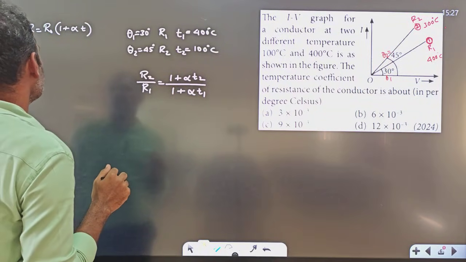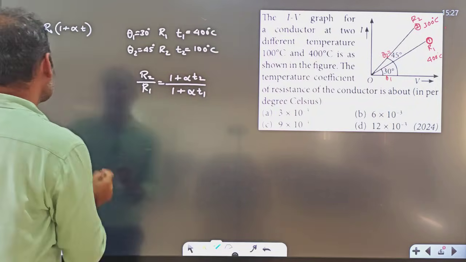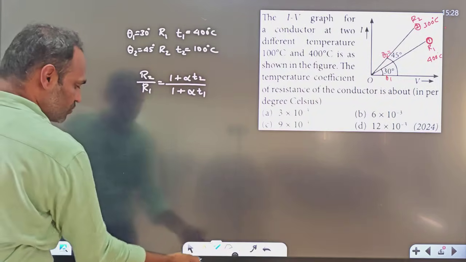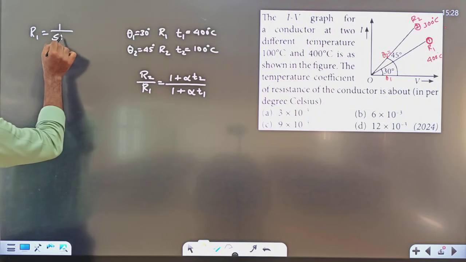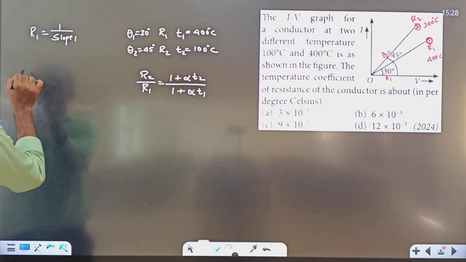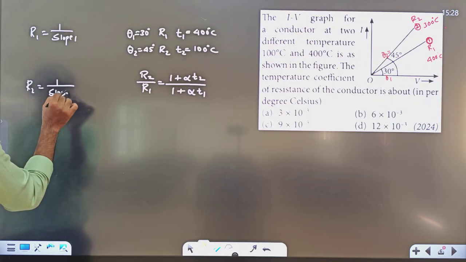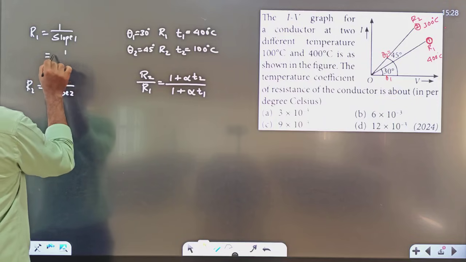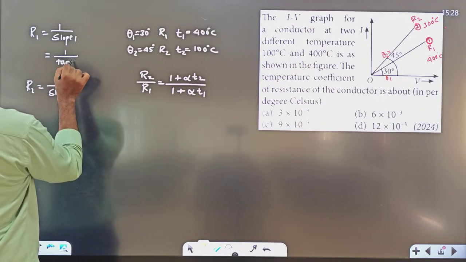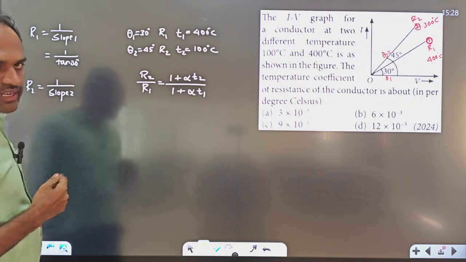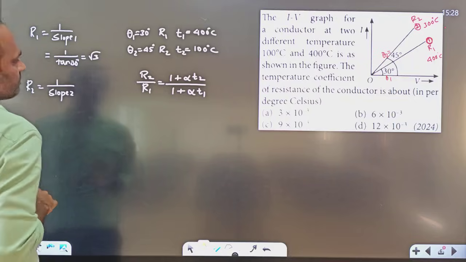We don't know alpha, so we have to calculate the resistance. To calculate the resistance we can use the slope. See, R1 is equal to 1 divided by the slope of the first line, and R2 is equal to 1 divided by the slope of the second line. So 1 divided by the slope of the first line is tan 30 degree. Tan 30 degree is 1 by root 3, so the reciprocal gives me root 3.